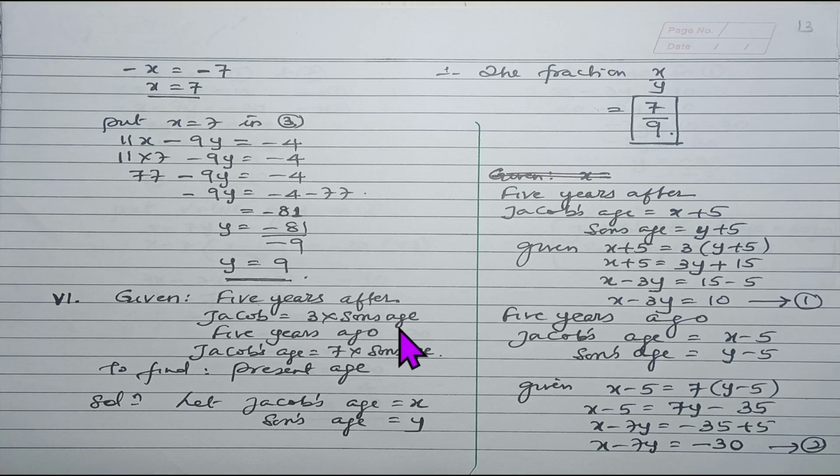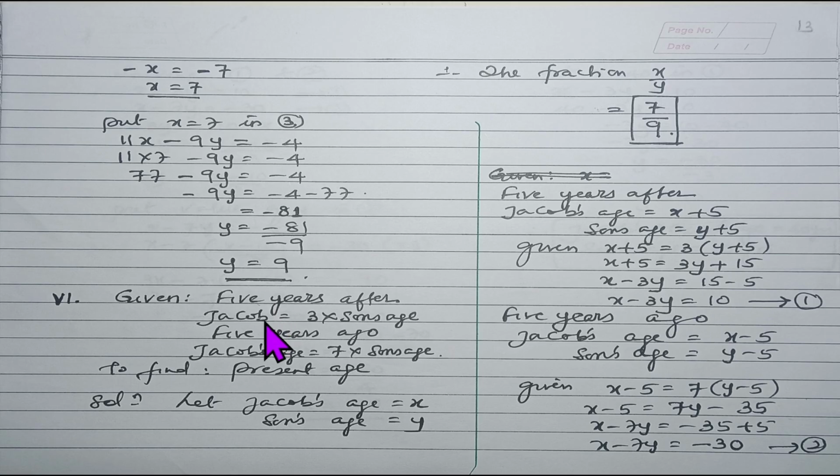Now let us understand what is given to us first, and let us see what is asked from us, or what we have to find out. Five years after, Jacob, a person's name, is 3 times his son's age. So Jacob is 3 times son's age 5 years later. 5 years ago, that means 5 years before, Jacob's age was 7 times his son's age.